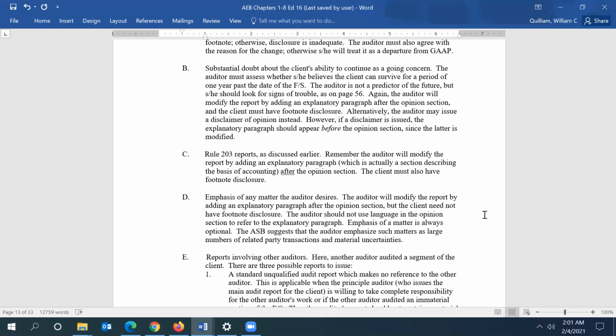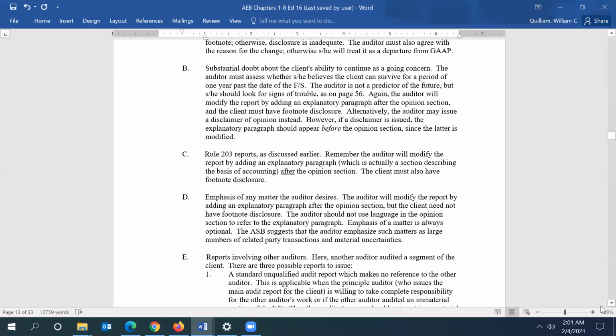Emphasis of a matter is always optional. It's up to the auditor. The ASB suggests that the auditor emphasize such matters as large numbers of related party transactions and material uncertainties, like lawsuits we're not sure how they're going to be solved. So anything we wish to talk about, here it is.